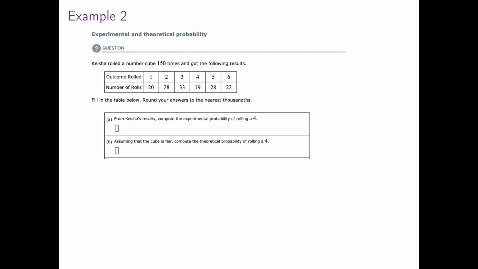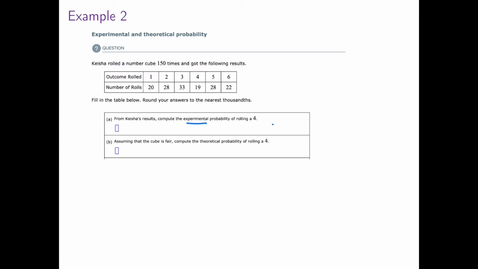Let's do another. This time we are going to roll a dice 150 times, and we've gotten the following results. So let's fill in the table below and round our answers to the nearest thousandths. From Keisha's results, let's compute the experimental probability of rolling a 4. So experimental means based on the experiment, not based on how the experiment is designed and using knowledge of what should happen. We want to show what actually did happen in this experiment. So the probability of rolling a 4.